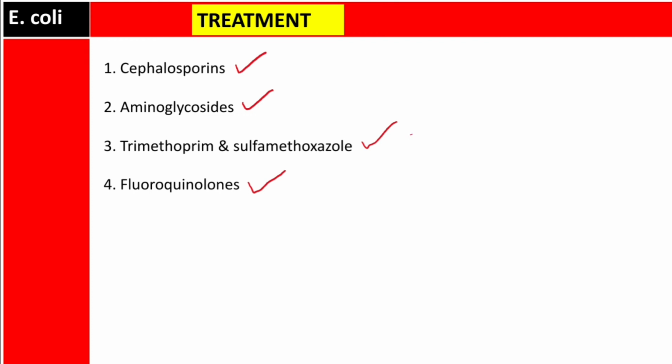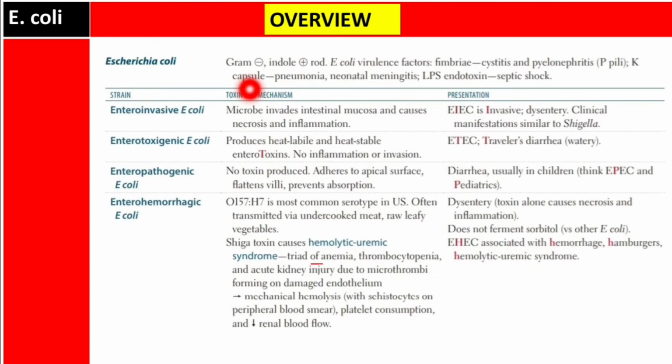Now, this is the part we were waiting for, an overview. This is very important, you need to pay attention. To sum up everything that we talked about: E. coli, we know it's a gram-negative bacilli. Number two, it is indole positive, the ability to produce indole from tryptophan.